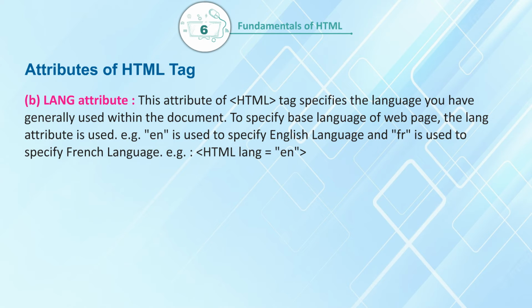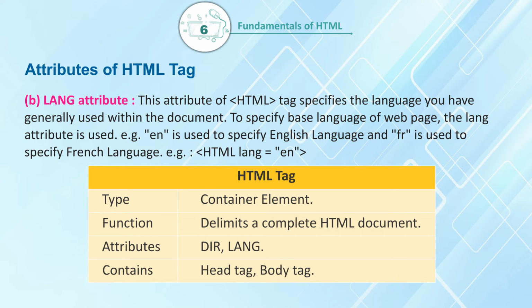Lang attribute. This attribute of the HTML tag specifies the language you have generally used within the document. To specify the base language of a web page, the lang attribute is used. For example, en is used to specify the English language and fr is used to specify the French language. For example, html lang equal to en. HTML tag. Type: container element. Function: delimits a complete HTML document. Attributes: dir, lang. Contains: head tag, body tag.